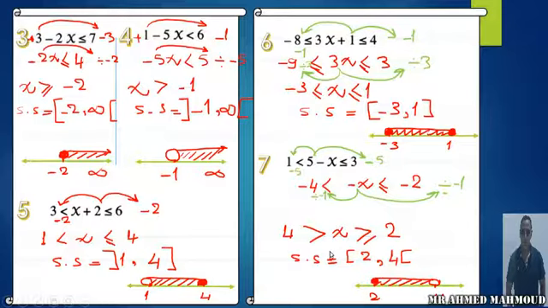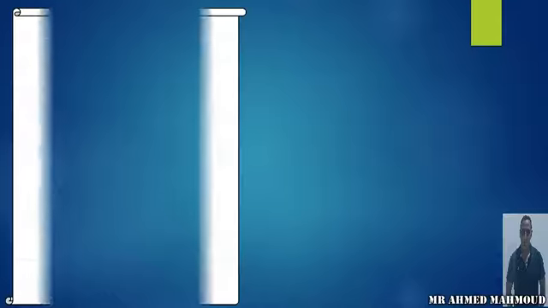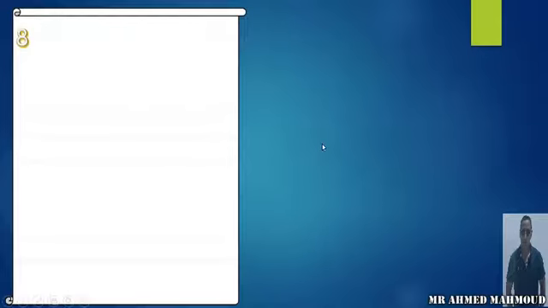The next one, number 8. Here we have 2x minus 1 greater than absolute negative 3. Absolute negative 3, of course, it's 3. Okay, minus 1 and smaller than 5. I will send minus 1 here to be plus 1, and here also to be plus 1.